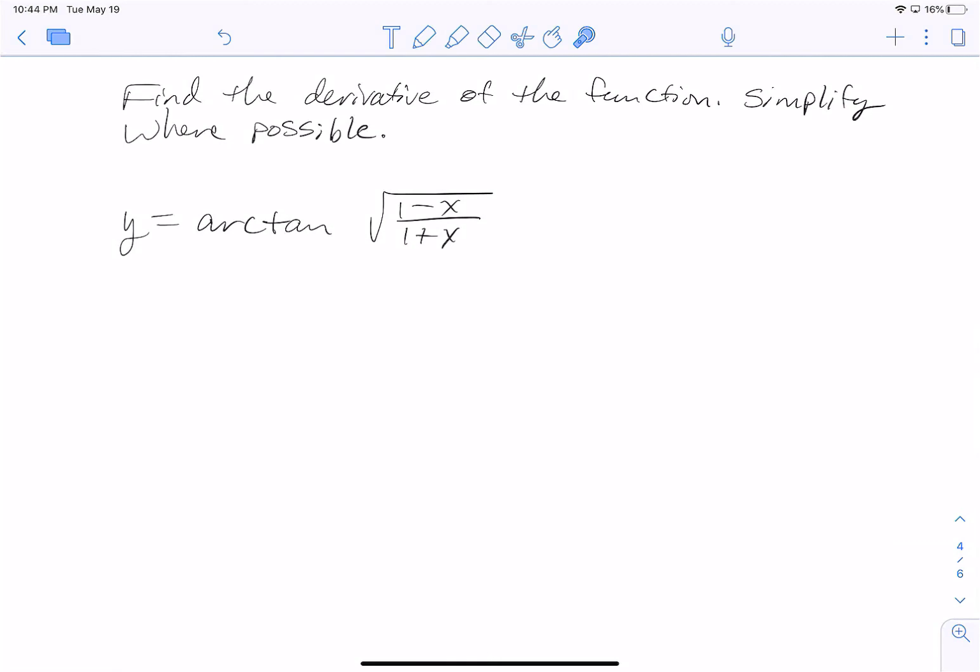Now I'm going to ask you to find the derivative of the function y equals the arctangent of the square root of (1 minus x over 1 plus x), simplifying where possible. And go ahead and pause the video, do it, and come back when you are done or if you get stuck.